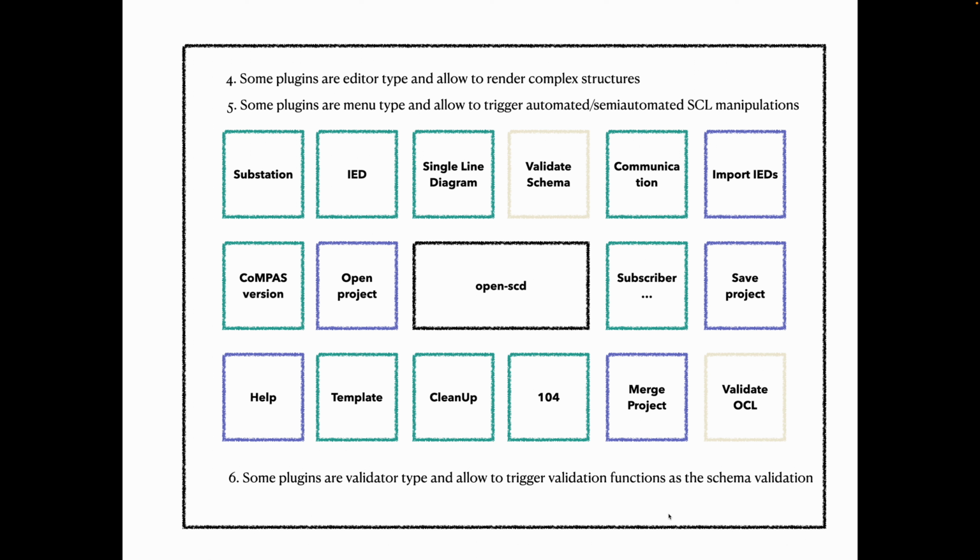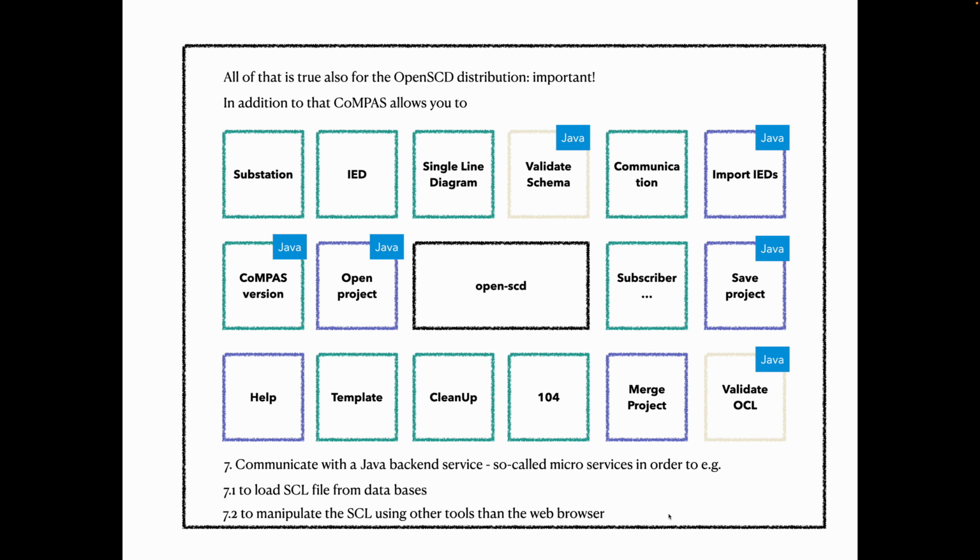Now, everything that I just showed you is true for both CoMPAS and OpenSCD. CoMPAS uses OpenSCD as an upstream dependency. So by using OpenSCD as an upstream dependency, CoMPAS gets access to this front-end capability and the various types of plugins that are implemented in OpenSCD already. However, what CoMPAS adds in addition to that is the capability to communicate with backend services. And in CoMPAS, those are Java backend services that we call microservices.